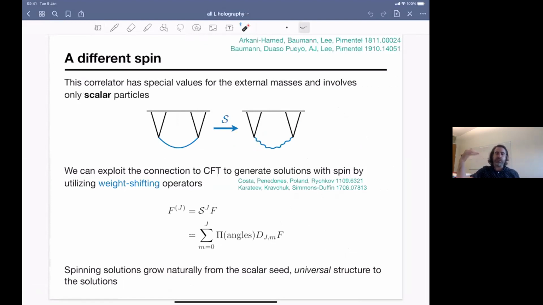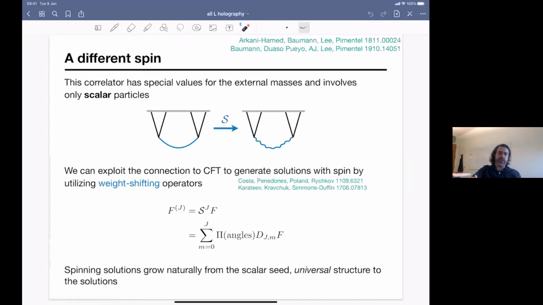But you might be interested in more complicated processes. You might want to change the masses of the external particles. You may want to ask about the exchange of a particle with spin. And it turns out that you can very beautifully exploit the connection between these wave function calculations in de Sitter space and conformal field theory in order to leverage some tools that people have developed in the conformal field theory community to generate new solutions to this differential equation that I was showing you.